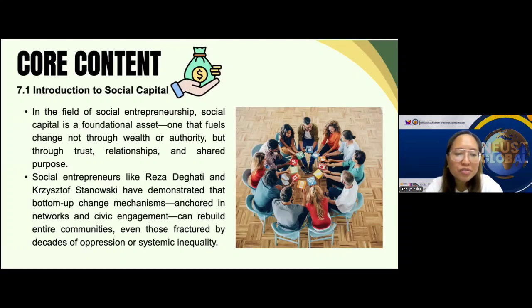Social entrepreneurs use social capital to bring people together, to build trust, and to encourage everyone to take part in solving social problems. So instead of waiting for help from the top, like government or big corporations, communities create change from the bottom up. And this is done through teamwork, empathy, and shared purpose.